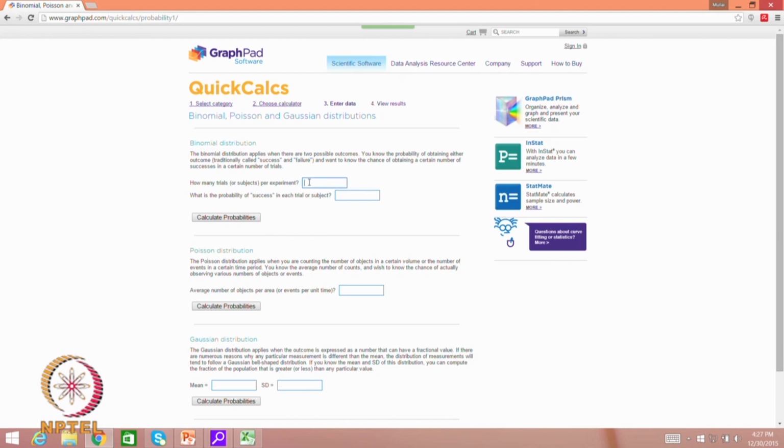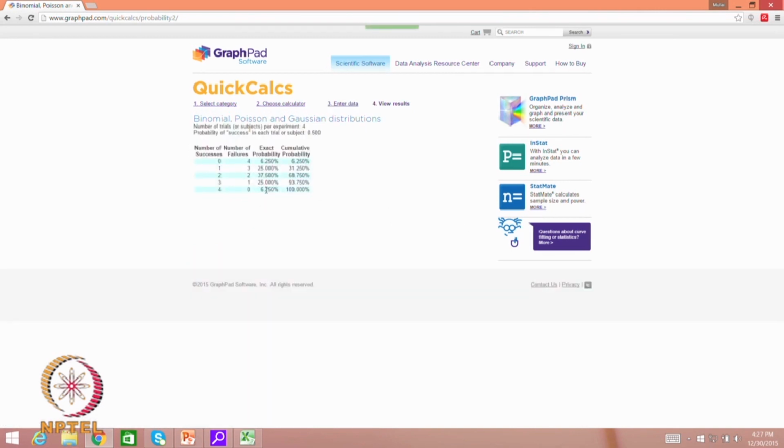How many trials? So we are doing 4 trials. What is the probability of success in each trial? 0.5. Calculate probabilities. So here you can see it gives you everything. So number of successes, 0 means it gives you 0.0625, that is 0 heads out of 4 trials. The probability is 6.25%, and then if you are talking about 1 head out of 4 trials, you get 25%, and here it gives you the cumulative. 6 plus 25 is giving 31. Even in Excel, if you put true as the last term, you will get the cumulative, whereas if you put false, you will get the exact.